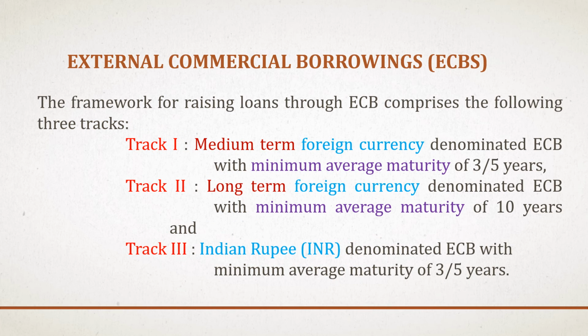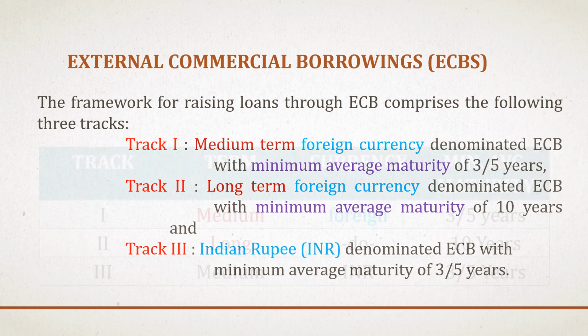Now ECBs are raised under a framework which comprises 3 tracks. Track 1 is medium term foreign currency denominated external commercial borrowing with a minimum average maturity of 3 to 5 years. Then Track 2 is long term foreign currency denominated ECBs with a minimum average maturity of 10 years. And Track 3 is Indian rupee denominated ECBs with a minimum average maturity of 3 to 5 years.